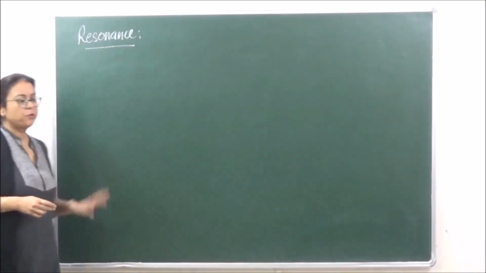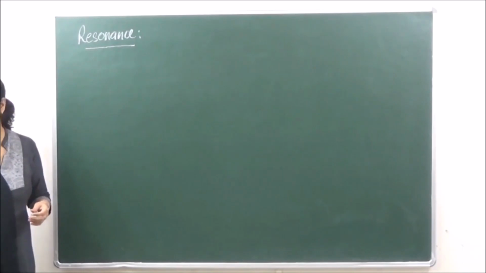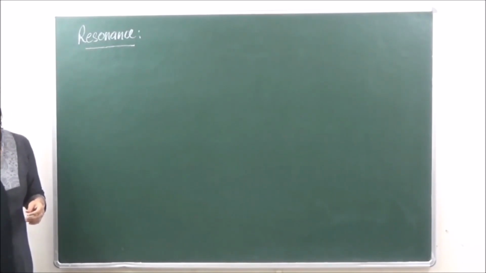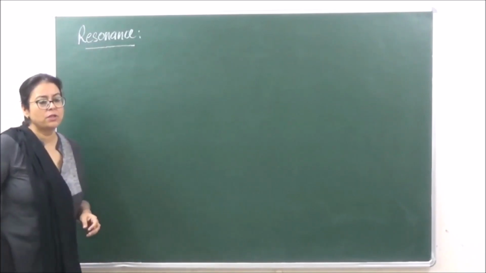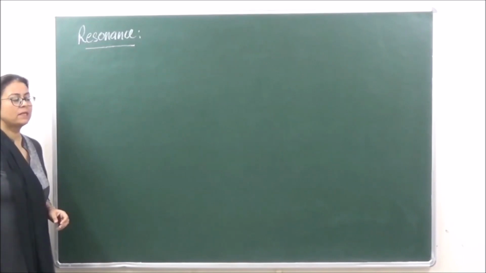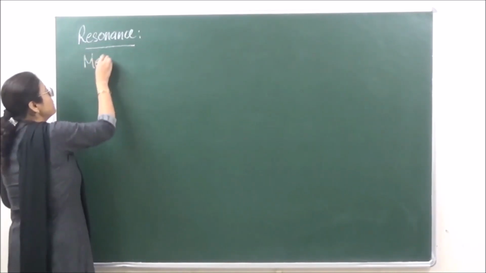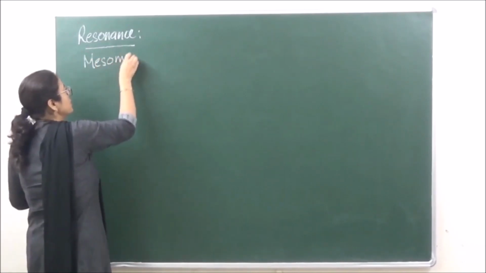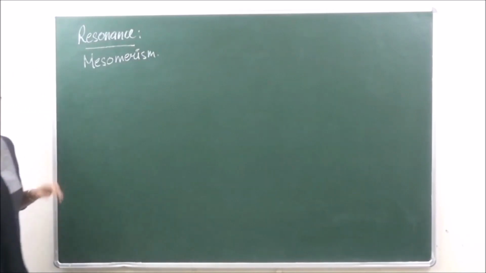The next topic which we are going to begin today is resonance. पिछला वाला जो हमने टॉपिक किया था उसपे we had done hybridization. We did various methods to calculate the hybridization, right? Now today we will do resonance. What do we understand by the term resonance? This is also known as mesomerism, or it is also known as mesomeric effect.